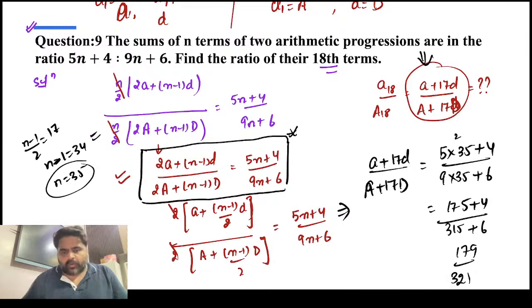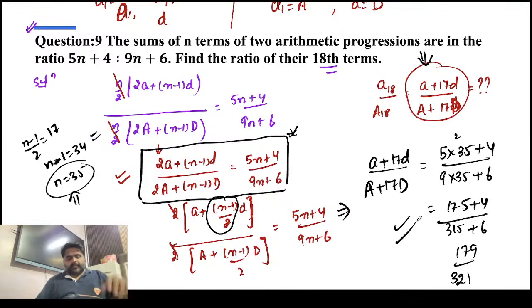Right? Now, I want a plus 17d, so I want to put this instead of 17. So the value of n minus 1 by 2 is equal to 17. The value of n is equal to 35. Solve this and we get the result. Hopefully things are clear.